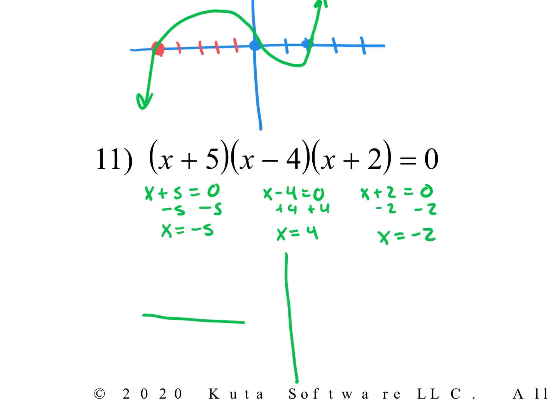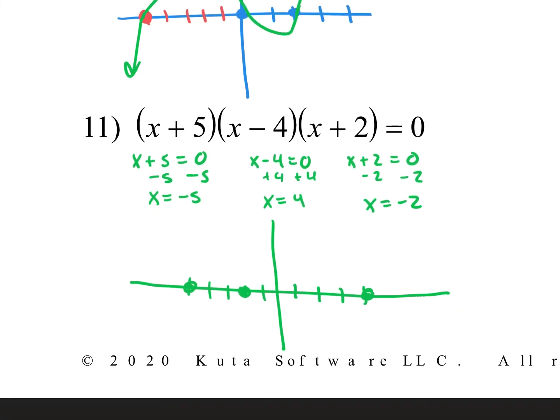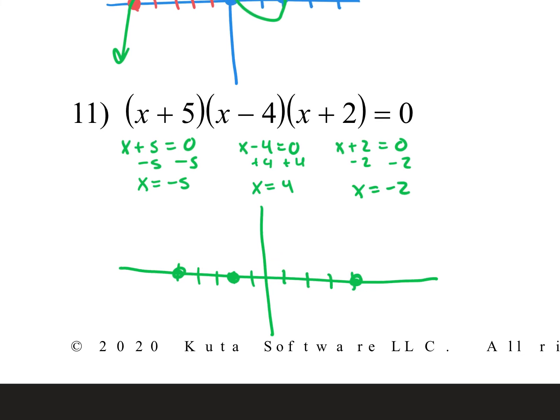So I put those on my x-axis. So I have a point at negative 5, a point at negative 2, and a point at 4. What do I do next? I have to figure out where my arrows go.